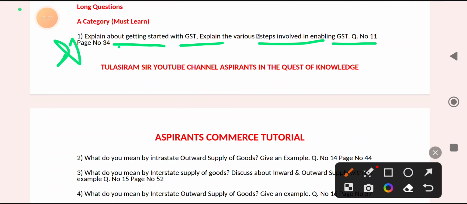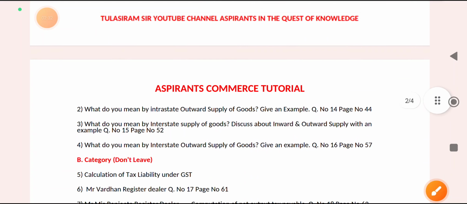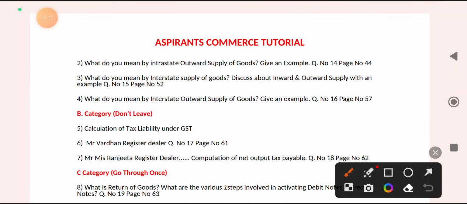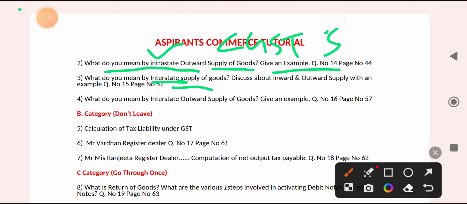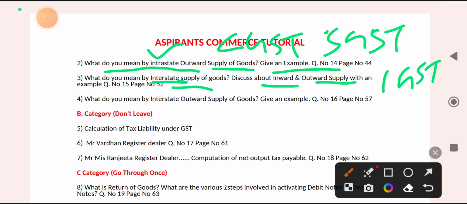Very important question, most number of times repeated questions. Then what do you mean by interstate outward supply? Give an example. What do you mean by interstate supply? This is intra, where CGST, SGST both will come. In case of interstate, inward supply, outward supply, where IGST will come. For inward input, for outward output, IGST will come.